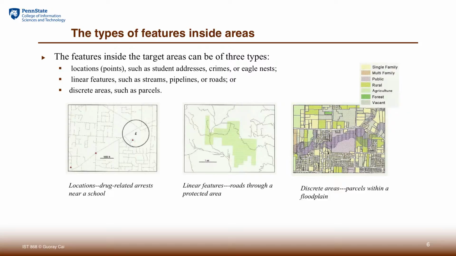The other possibility is that the feature takes a linear form, for example, streams, roads, pipelines, or a telecommunication network. So these are linear features. When you deal with linear features in relation to an area, there's more complication. The lines could be totally within an area or could be partially within an area. So depending on what kind of result you're looking for, you may have to prepare the data or prepare the analysis in a very different way.